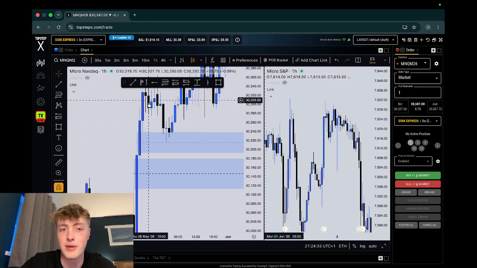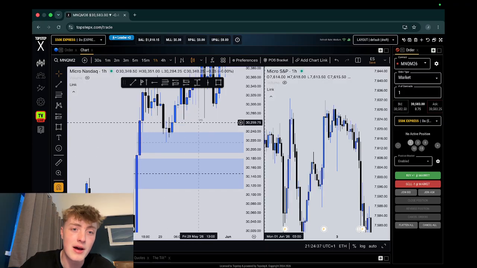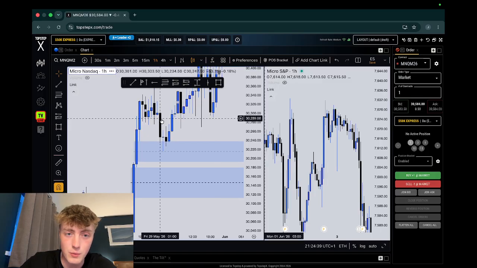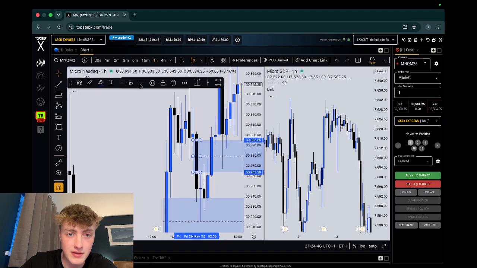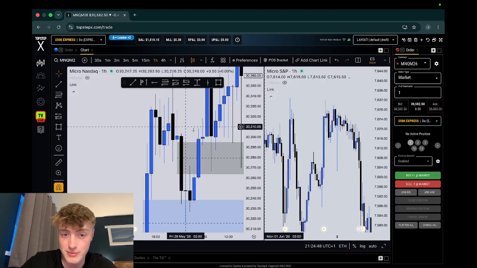So you get your confirmation that price is going up, we get a pullback into a gap, we respect the gap, and then even better, we inverse, which means the body of a candle completely closed through a gap, which means it was then disrespected.